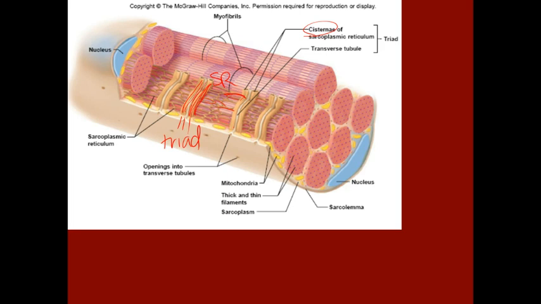And basically what the SR is going to do is it stores calcium ions. The calcium ions are really important for muscle contraction. They control whether that muscle contracts or not. So they're kind of indicators to say it's time to start getting to work. And the calcium ions are stored in the SR, and then they're released from that SR when it's time to contract a muscle.